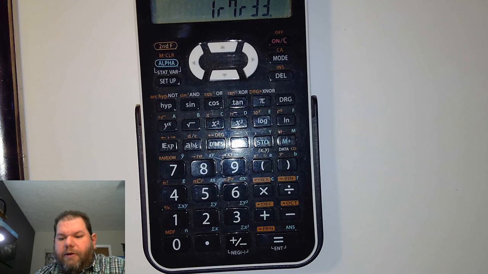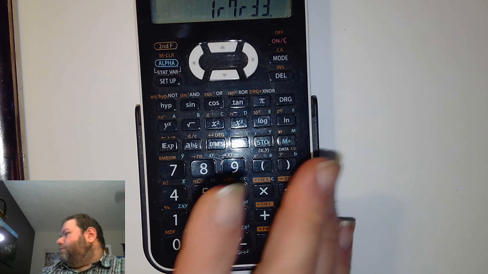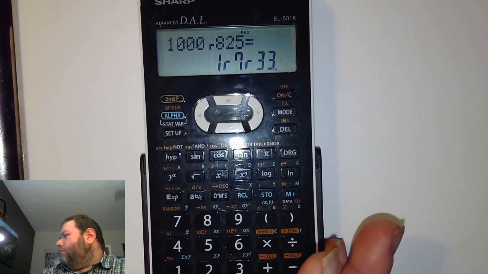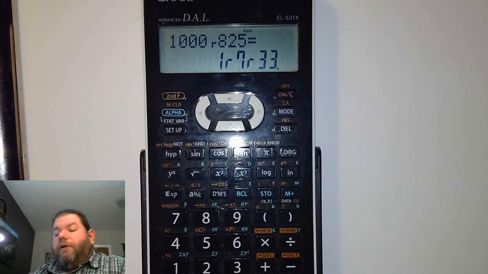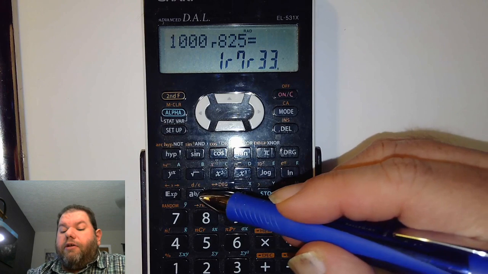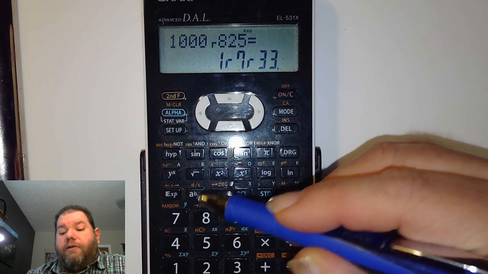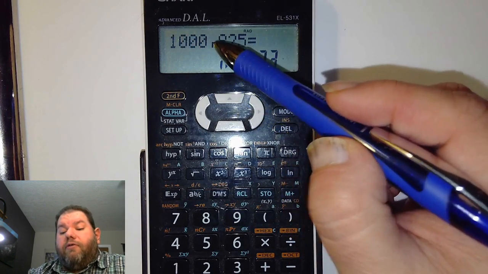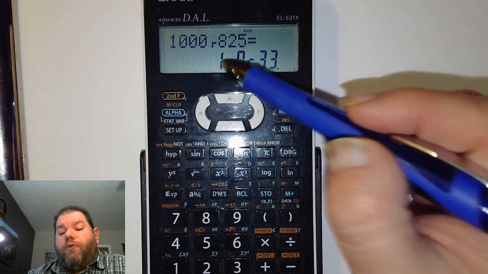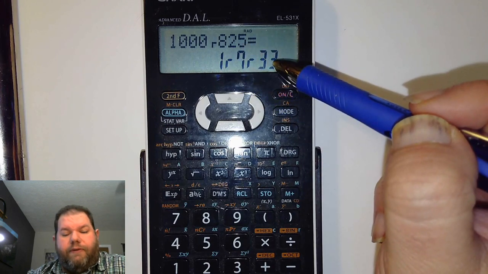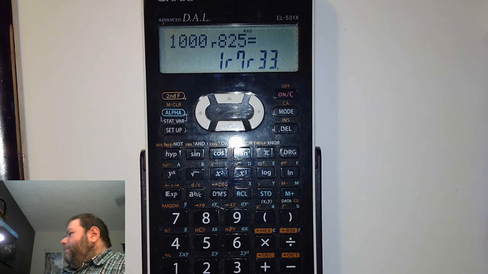This is my Sharp, and I actually prefer this calculator, but the other one's probably a little bit better for a lot of things. Anyway, we can see that by entering the fraction button, it took 1,000 over 825 and turned it into 1 and 7/33.